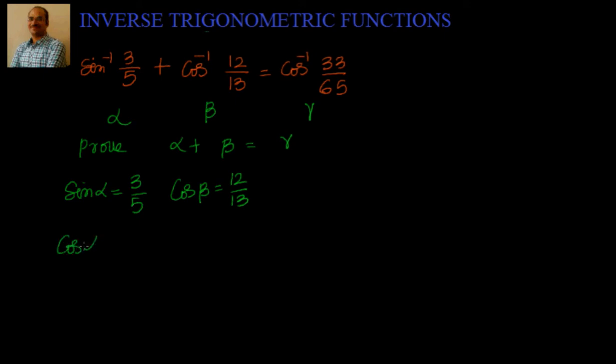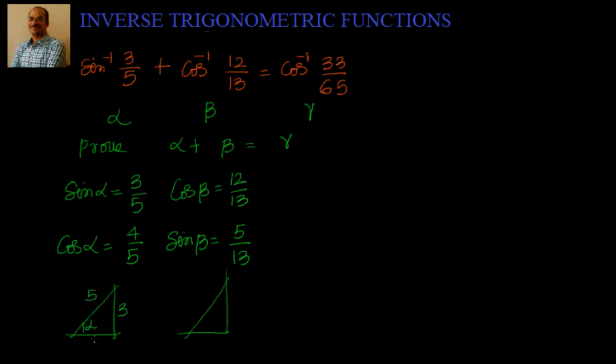Now, based on this, if sine alpha is 3 by 5, cos alpha is 4 by 5. You can take the Pythagoras and you can get it. Similarly, if cos beta equal to 12 by 13, sin beta is 5 by 13. How we got it? Very simple. This is the angle alpha. Sin alpha is 3 by 5, by Pythagoras this is 4. Similarly, cos beta equal to 12 by 13, so automatically by Pythagoras this becomes 5.